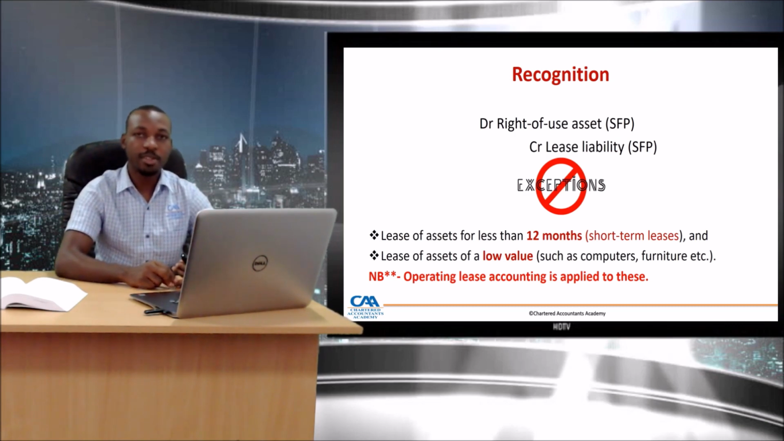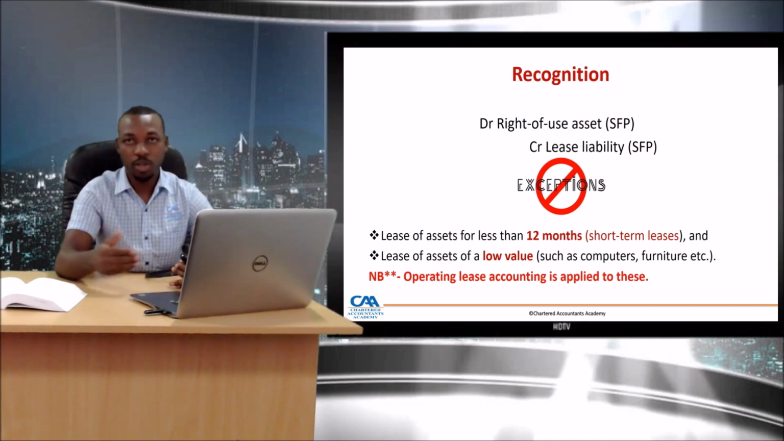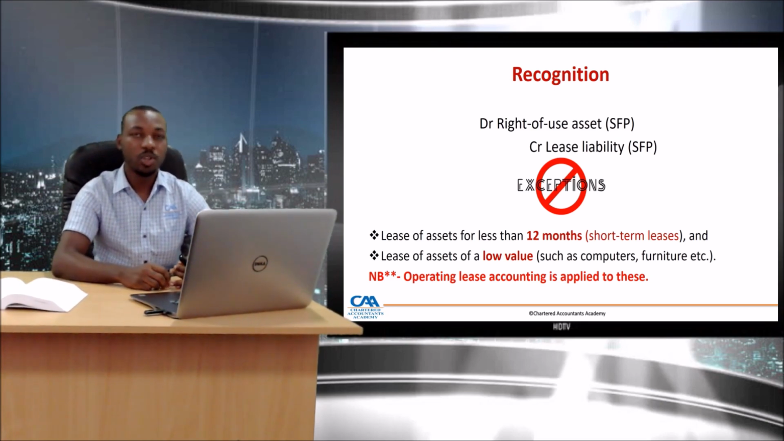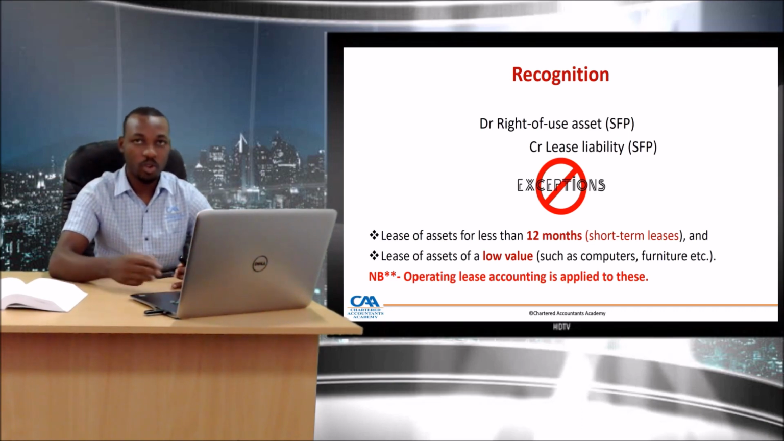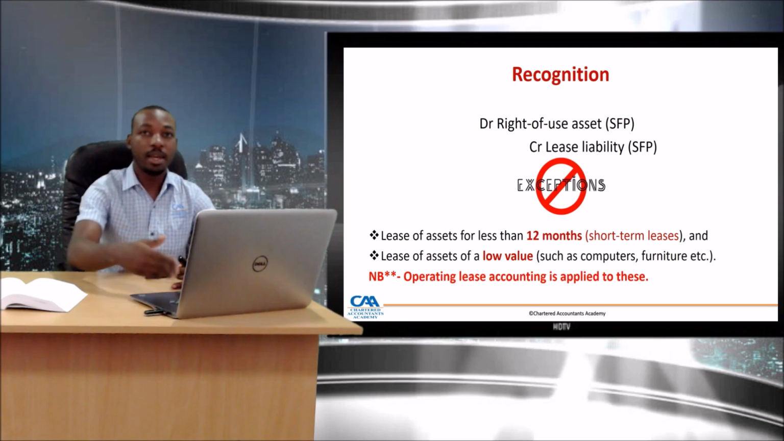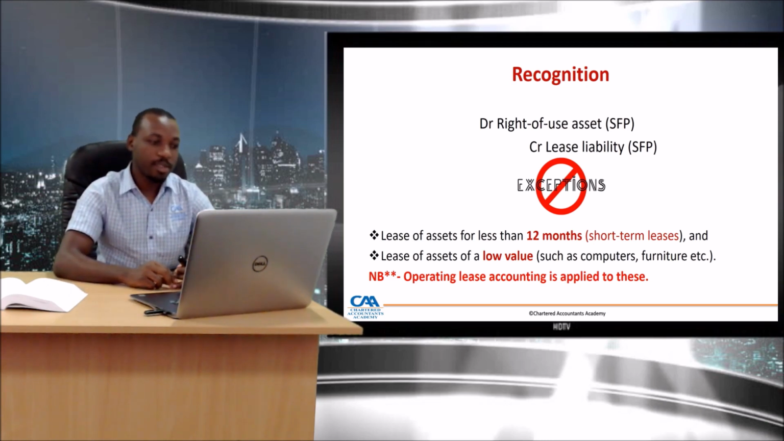The first exception is if it's a contract for a period of less than 12 months, which we call a short-term lease. Then you are allowed to be exempted from raising a right of use asset, which means you simply raise an expense for that contract in the year that you've actually expended it. The second one is if it's a lease of a low value item, then you are also exempted from raising a right of use asset.